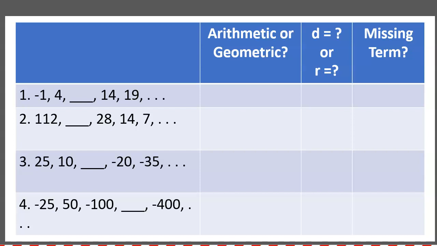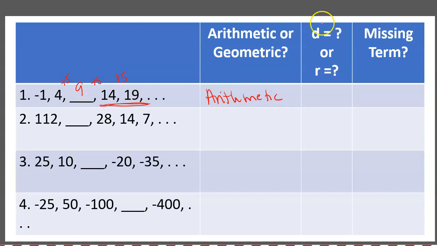Okay? When you're looking at these, for some of you, you might find it difficult to say, how did I get from -1 to +4? In that case, you might want to look further down the line at 14 to 19. What could you do to 14 to get 19? I could add 5. -1 plus 5 is 4. So that gives me my missing term. 4 plus 5 is 9, plus 5 is 14. So I'm adding. So this is arithmetic.